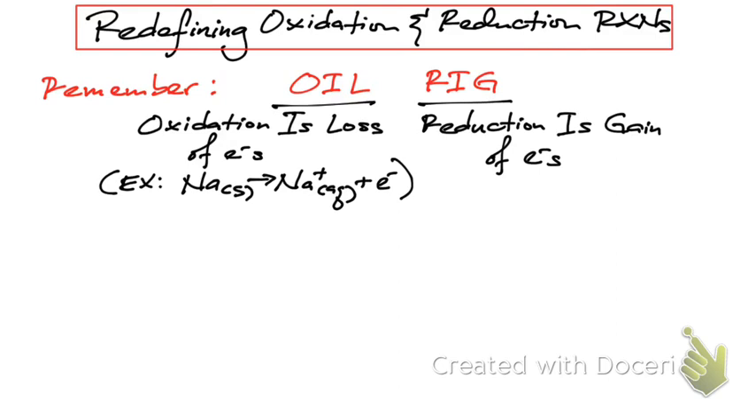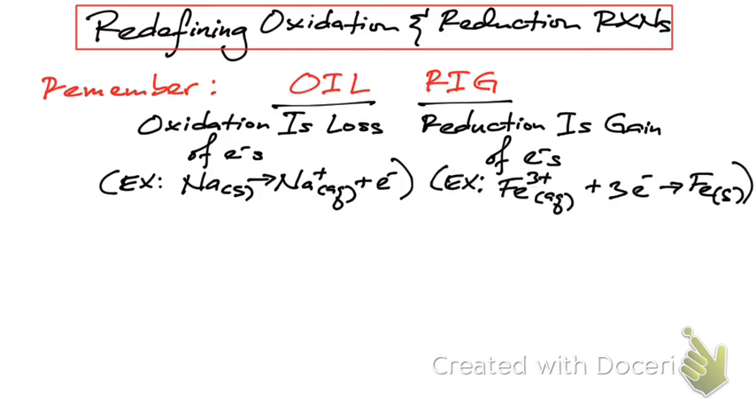And here are some examples, right? Oxidation, let's say solid sodium releasing an electron, right? So sodium here is being oxidized to form sodium ion, and in that process releases a single electron. For iron, the iron ion receives or gains 3 electrons, and in that process the ion gets reduced into solid iron.